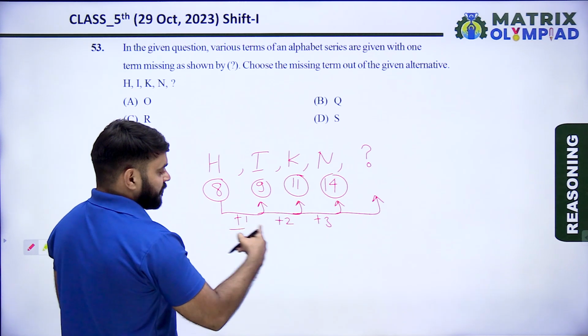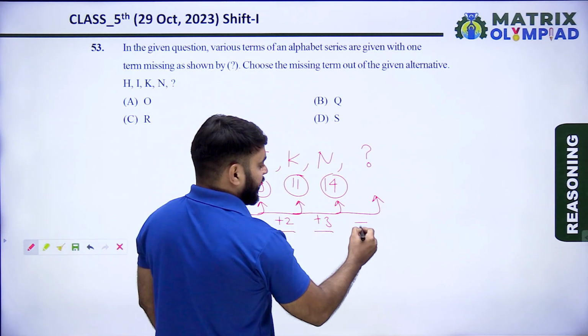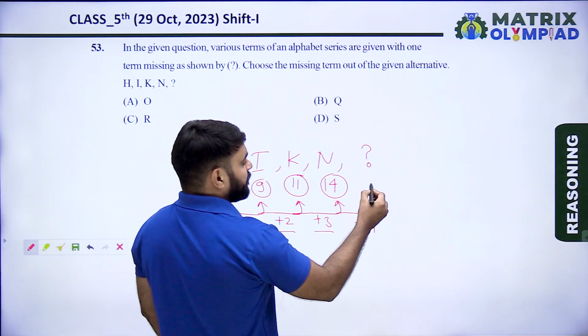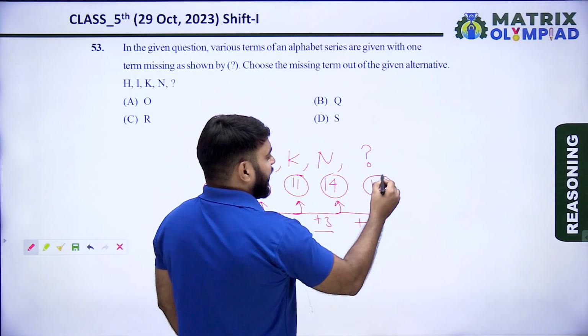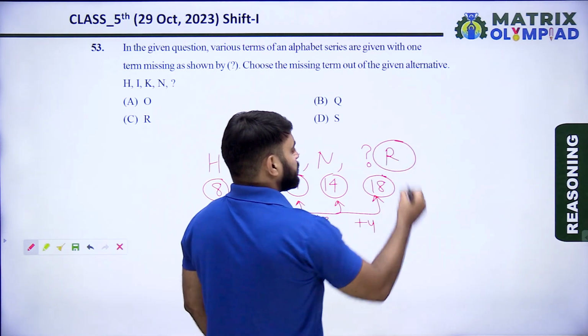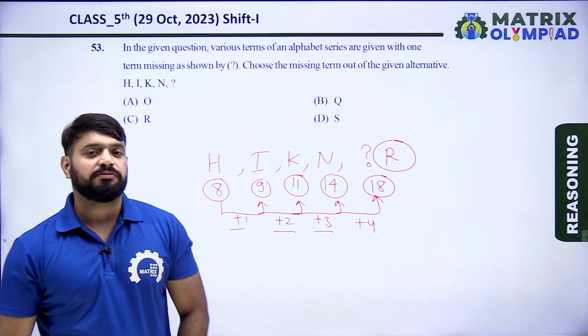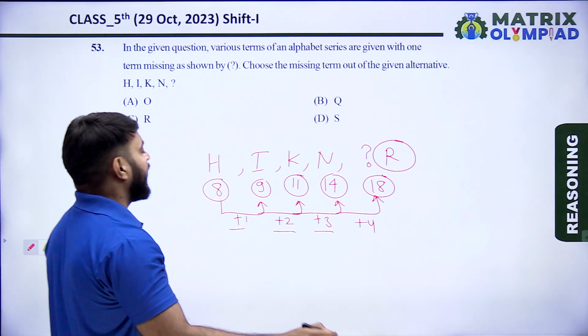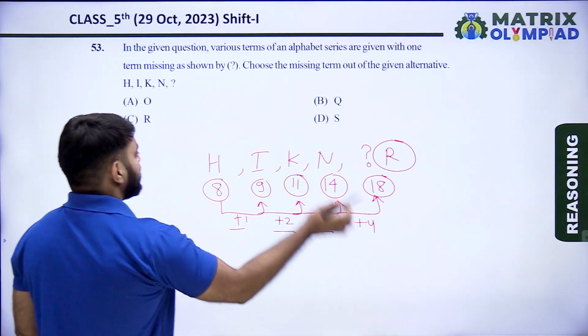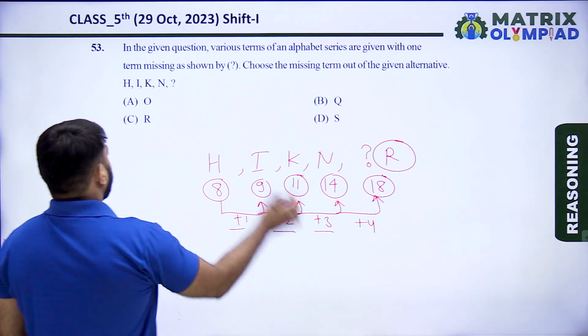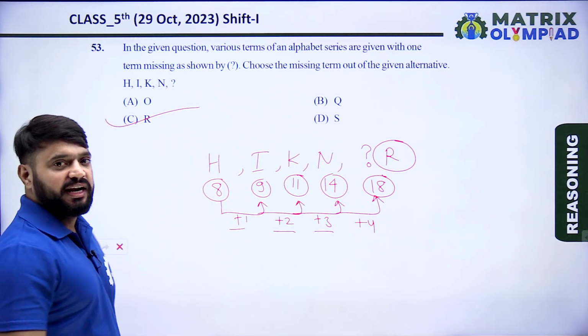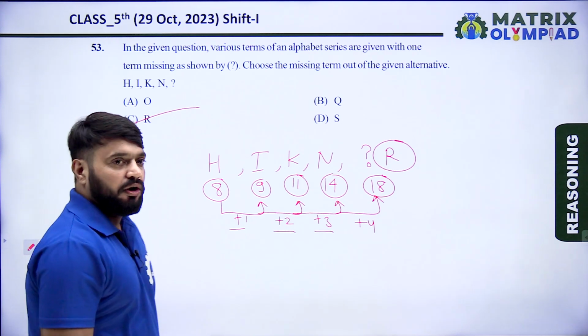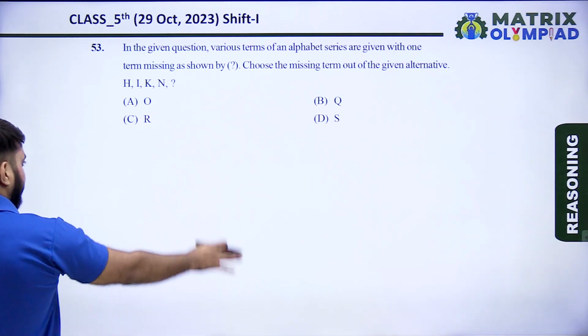Similarly, plus 1, plus 2, plus 3. Now adding plus 4. So 14 plus 4 means 18. 18 means R because the position of R in the English alphabet is 18. So the next missing term of this series is R. It means option B is the correct answer of this question. So let's move on to the next question.